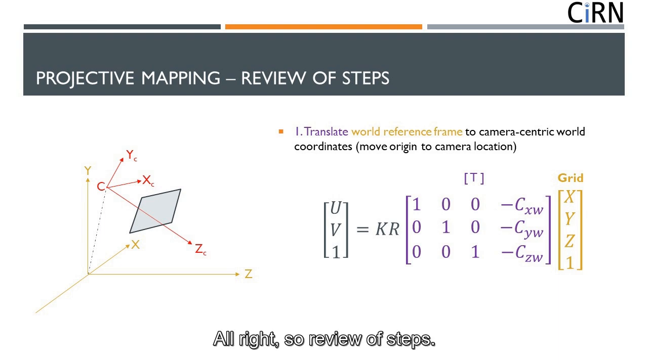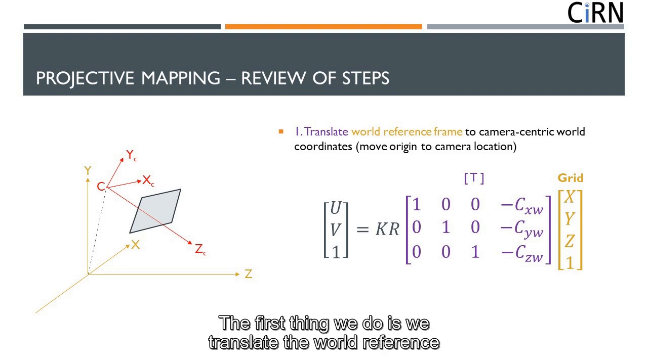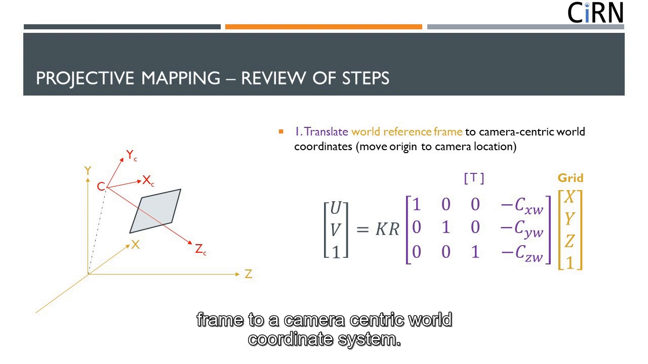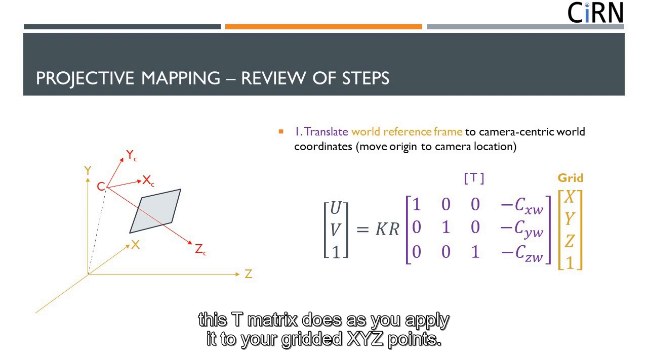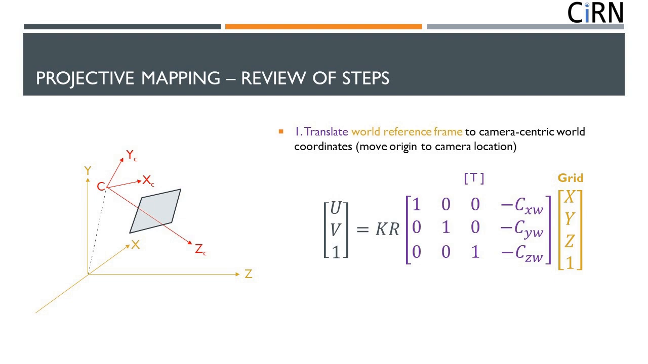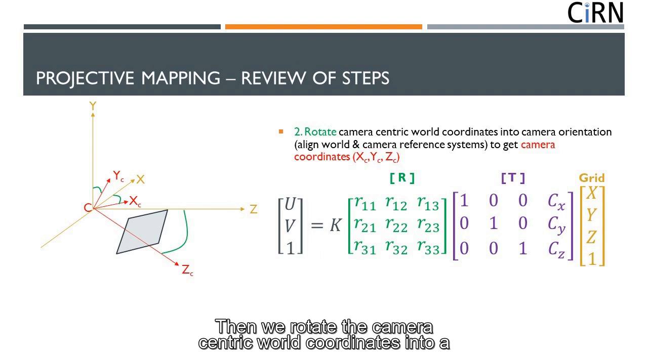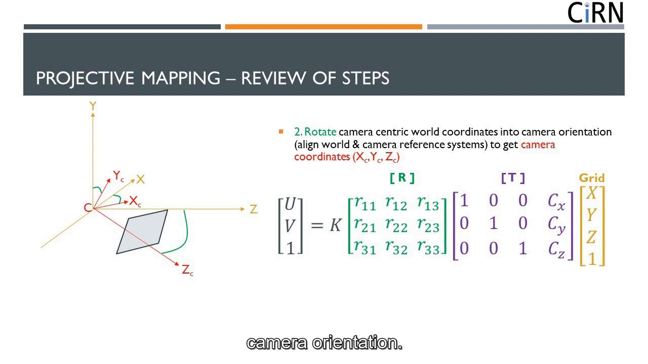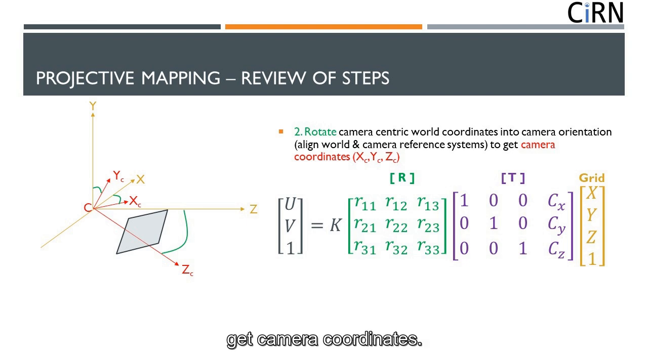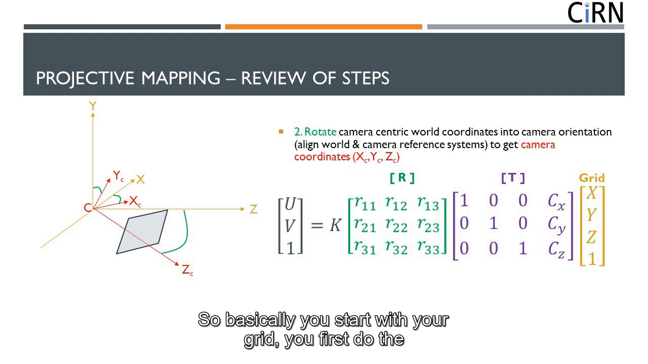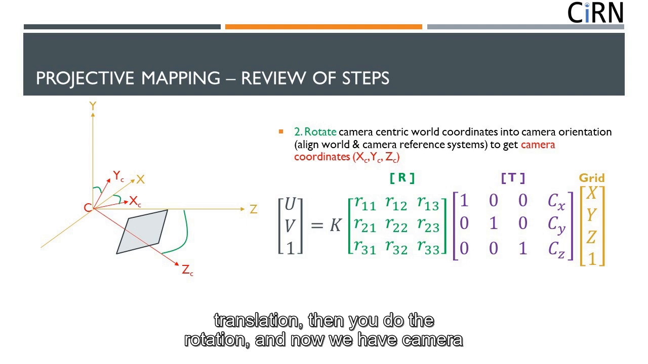All right, so review of steps. The first thing we do is we translate the world reference frame to a camera-centric world coordinate system. So we move the origin to the camera location, and that's what this T matrix does as you apply it to your gridded XYZ points. Then we rotate the camera-centric world coordinates into a camera orientation. So this is aligning our world and camera reference system to get camera coordinates. So basically you start with your grid, you first do the translation, then you do the rotation. And now we have camera coordinates.